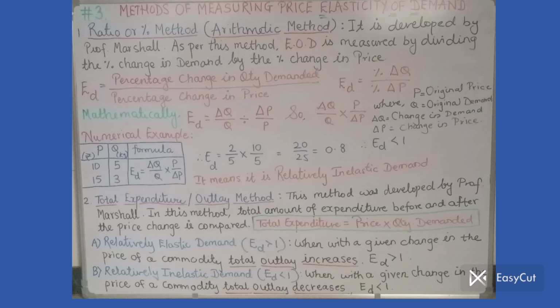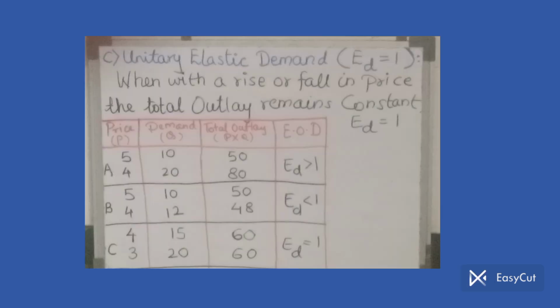And now moving to the third point, that is unitary elastic demand. In case of unitary elastic demand, ED is equal to 1. When with a rise or fall in price, the total outlay remains constant, it is the case of unitary elastic demand. Now let us clarify this total expenditure or outlay method with the help of a table for better understanding.